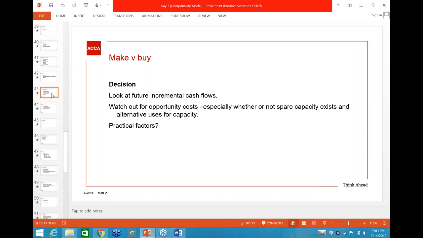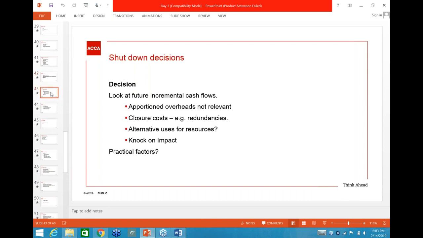So moving on, shutdown decisions. We have to look at the future incremental cash flows. The apportioned overheads are not relevant. Closure costs and redundancies, take that into account, because if you're shutting down, there is the alternative use of resources, and there's a knock-on impact. What is this knock-on impact?